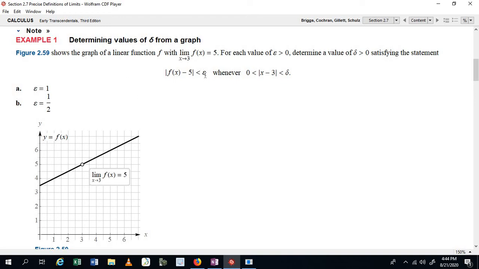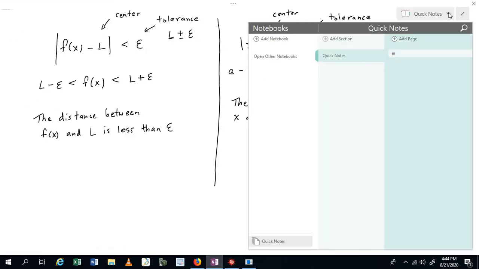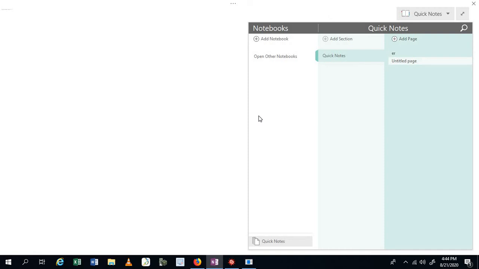All right, if epsilon is equal to 1, okay, so let's go and write this down. So this is for epsilon equal to 1. Okay, we want the distance between f and 5 to be less than epsilon, and we're picking epsilon to be 1, whenever the distance between x and 3 is less than some delta.